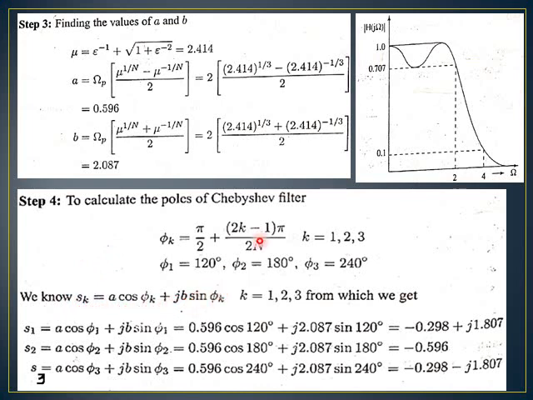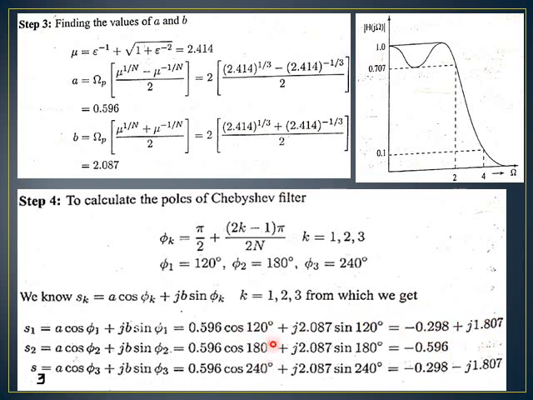b sin phi k. So here the value of n is 3. So the value of k is going to range from 1 to 3. So phi 1 is 120 degrees, phi 2 is 180 degrees, phi 3 is 240 degrees. Substitute these values. Substitute the value of a as 0.596. Substitute the value of b as 2.087. So first, phi 1 is 120 and we get this answer. Similarly, we are going to calculate S2 and S3 here.